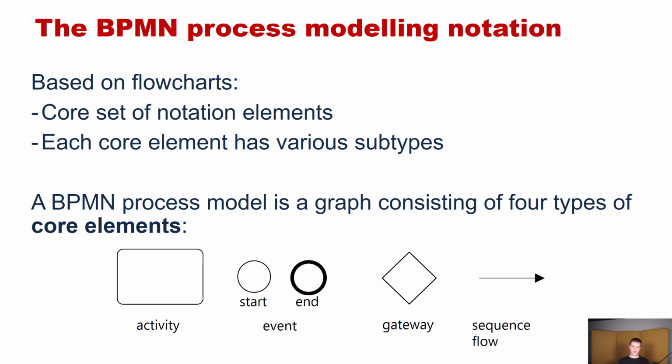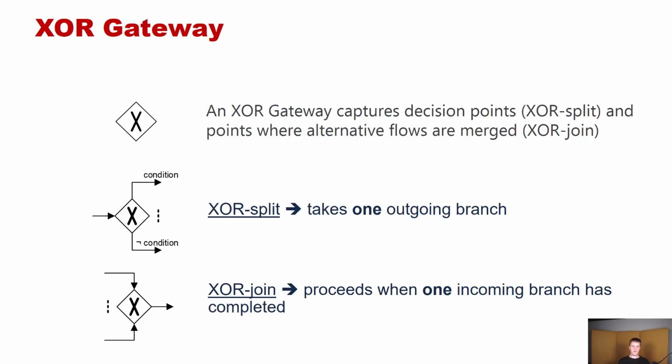In total, I am going to introduce 3 of them, beginning with the XOR gateway. An XOR gateway captures decision points via XOR splits and points where alternative flows are merged via XOR joins. So an XOR split takes exactly one outgoing branch, usually depending on the condition on top of that branch. Meanwhile, XOR join proceeds when one incoming branch has completed.